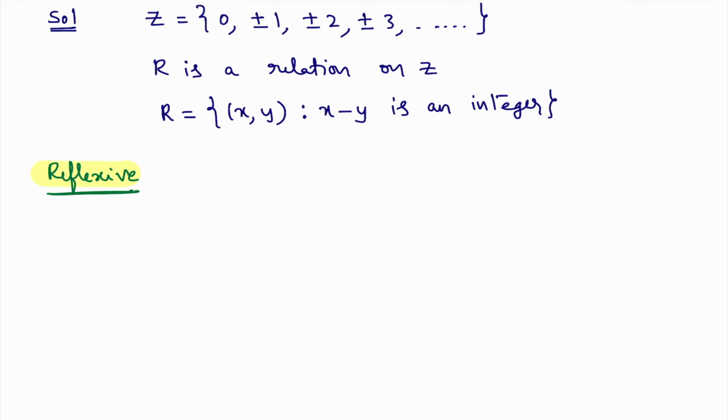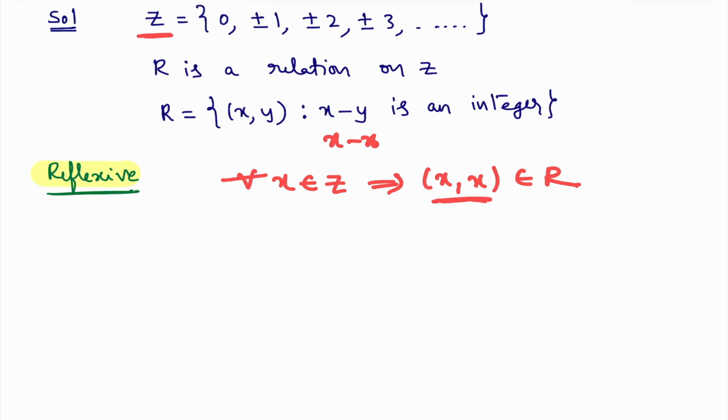Reflexive relation. We need to check whether this is reflexive or not. Okay. What is the reflexive condition? For every x in Z, the ordered pair x comma x is there in the relation or not. That we'll check. Okay. Here, the ordered pair x comma x belongs to the relation if x minus x is an integer. What is x minus x? x minus x is 0. Is 0 an integer? Yes, 0 is an integer, right?